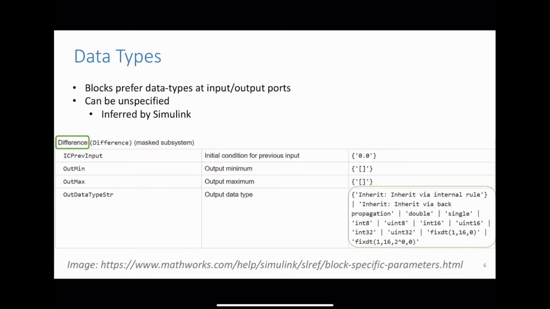Blocks can only accept certain data types. For example, this is the screenshot of the official documentation. The difference block can only support int8 or unsigned int8 and so on. Users can explicitly define the types of blocks or can leave it to be inferred by Simulink.